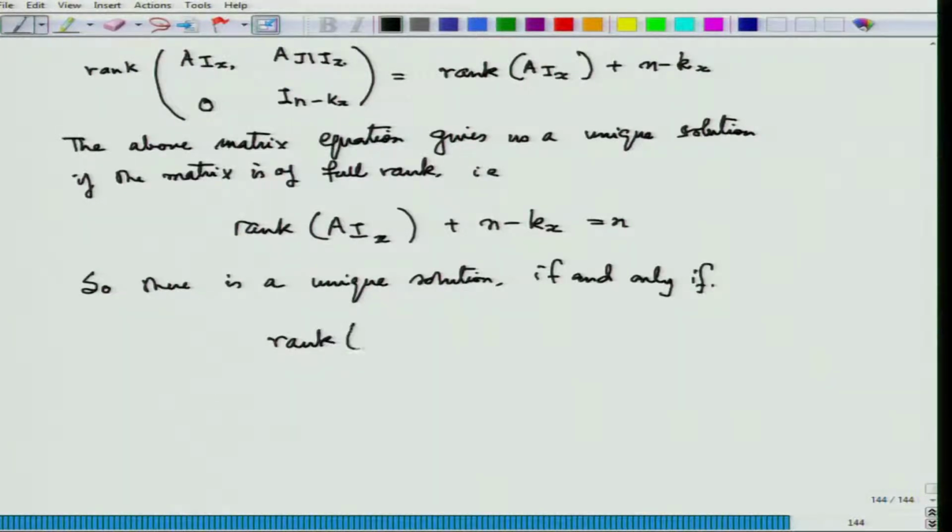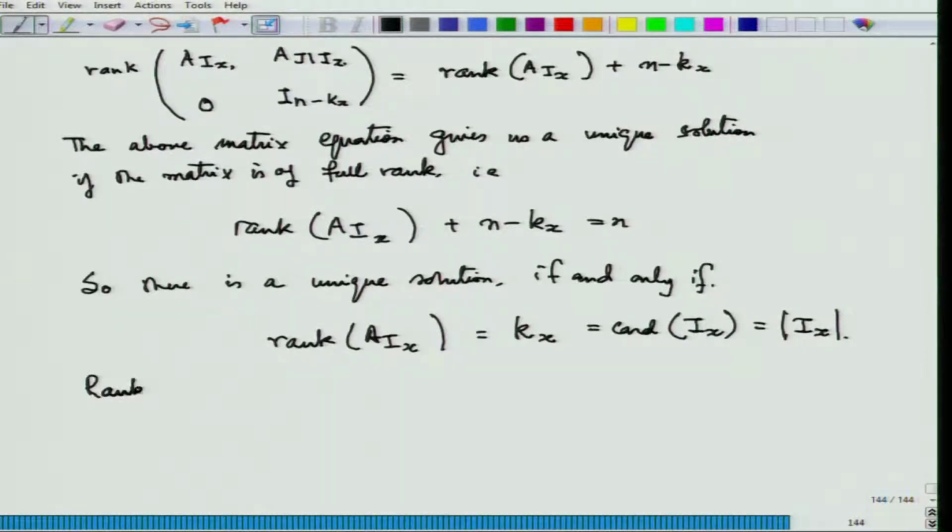if you just do certain simple algebra, rank of A_Ix is equal to the cardinality of Ix, which is also denoted like this, which you know. So, this is something we can immediately come across. Since the A is basically partitioned into these two parts, rank of A is m, m is full rank.